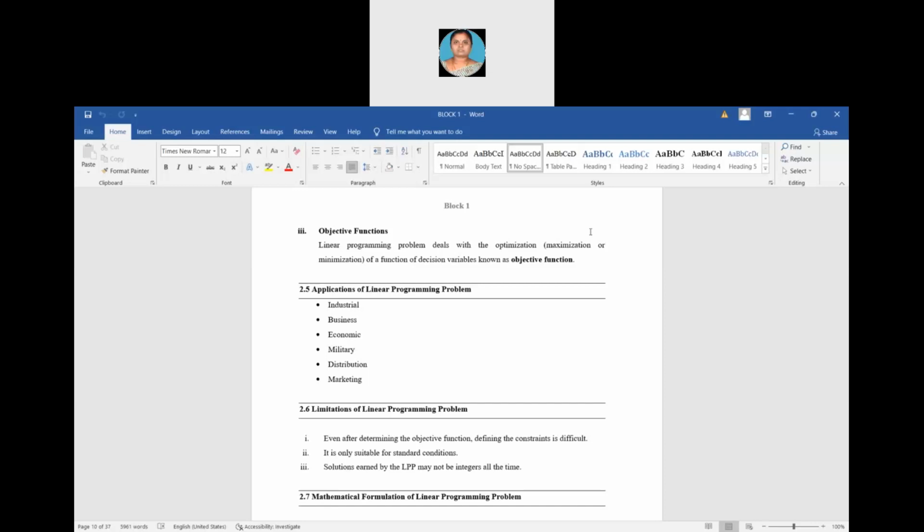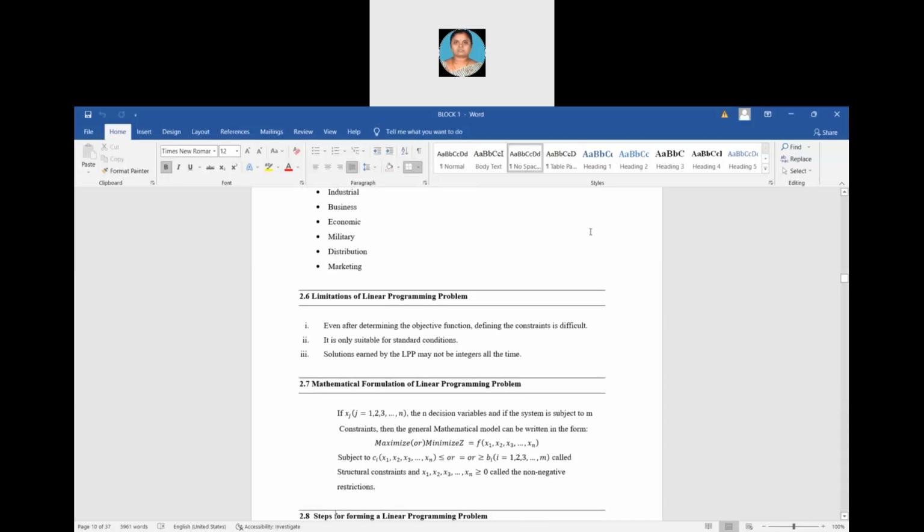And the limitations of linear programming problems: where all we can't apply it. Even after determining the objective function, defining the constraints is difficult. If it is difficult to define the constraints, it is said to be a drawback. It is only suitable for standard conditions, and the solution obtained by the LPP may not be an integer all the time. That is, you won't always get a rounded number. The value yielded by the linear programming problem may not be an integer. So all these are the disadvantages faced by us.